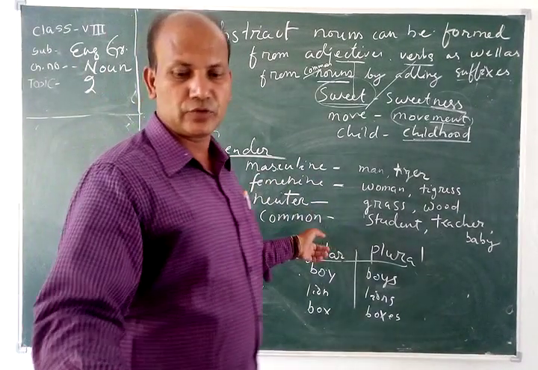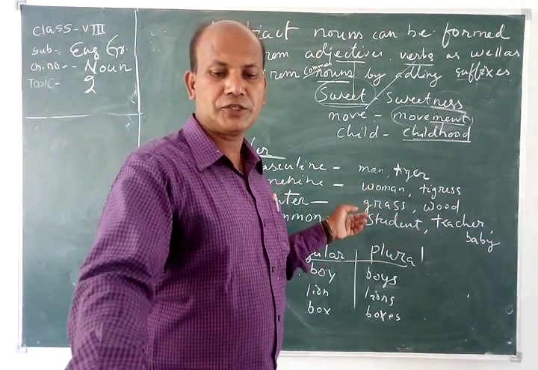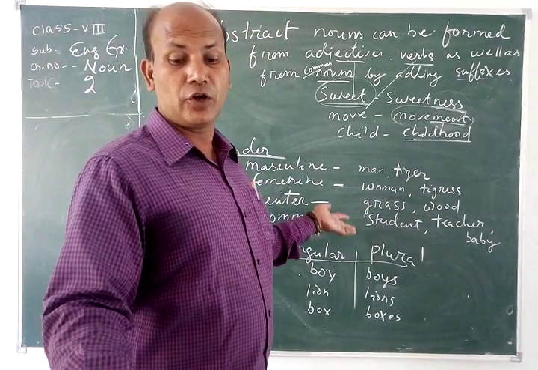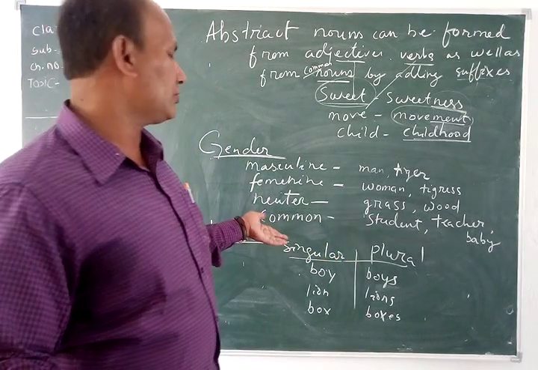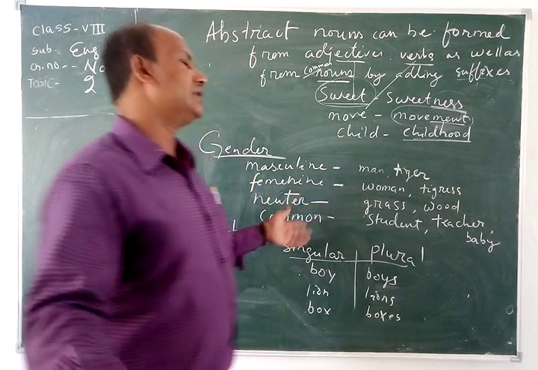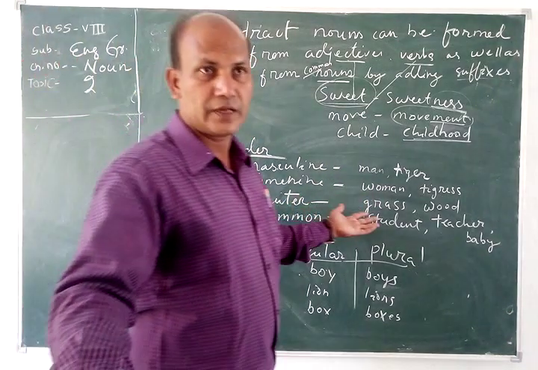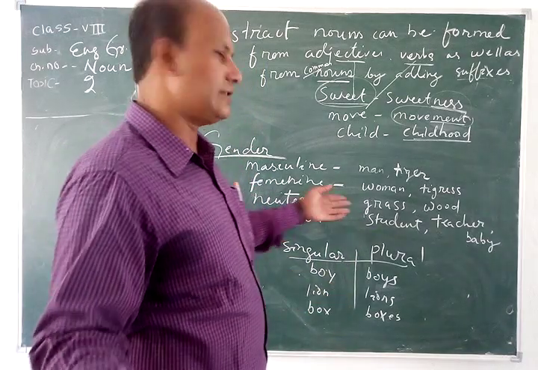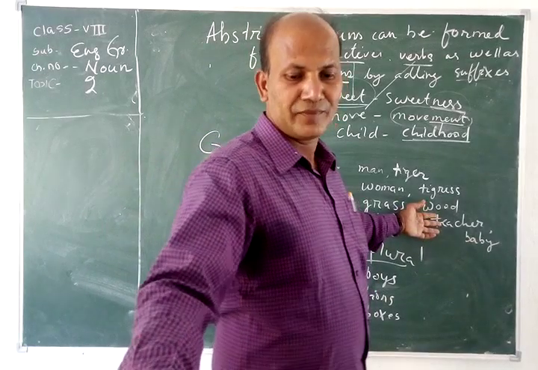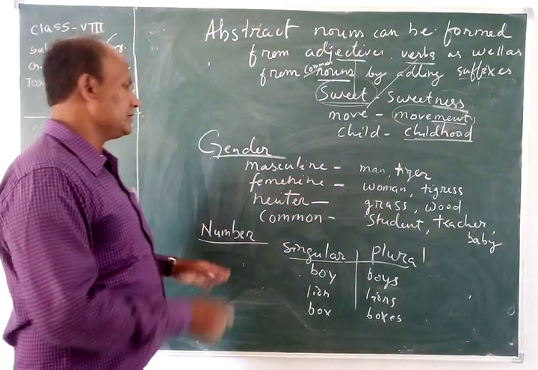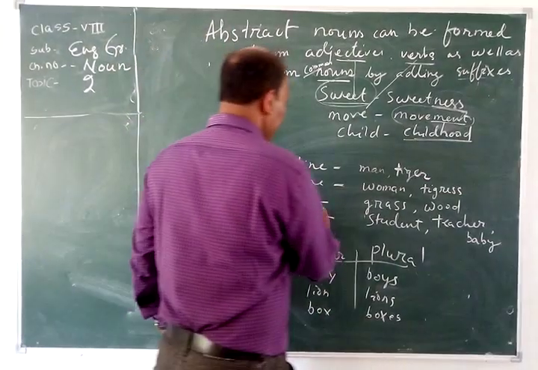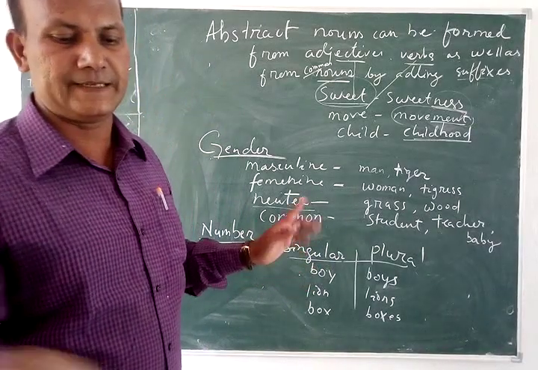Neutral gender, you have to know this point. Neutral refers to things that are neither male nor female. Usually non-living things are said to be of the neutral gender. Non-living things, neither male nor female. Just like grass, neither male nor female. The wood, neither male nor female. We can say sand, neither male nor female. So it is not classified as male or female, that's why it is neutral. Neutral means not telling either side.